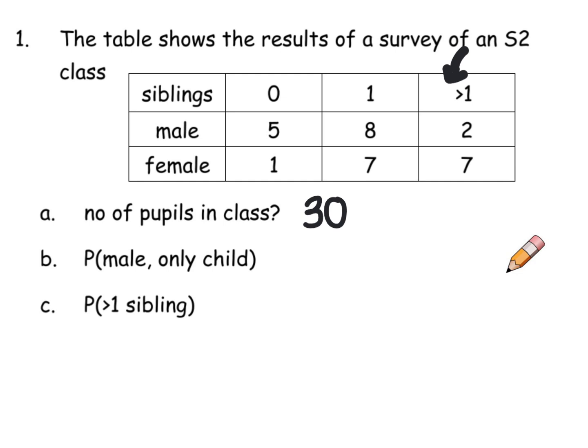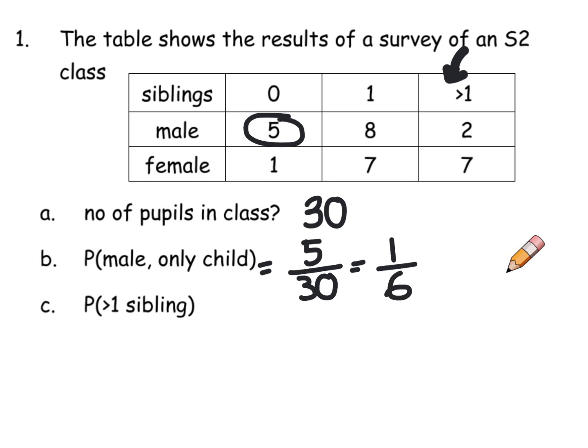Question B says, what is the probability of a male who is an only child? So you go to the male column, you go to the 0 sibling column and see where it overlaps. So there are 5 males with no siblings. That means you've got a 5 out of 30 chance of being an only child and a male. Now with all things with fractions, this must simplify. Using the 5 times table, that goes down to 1 out of 6.